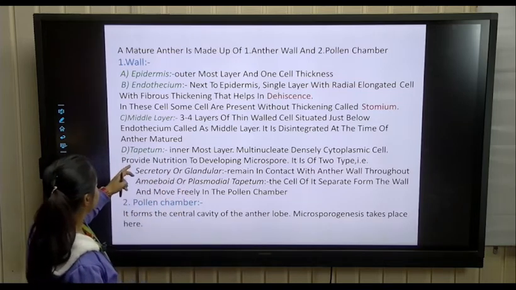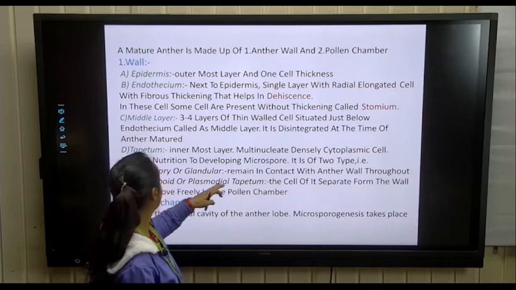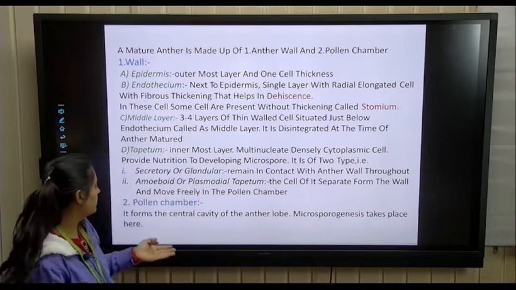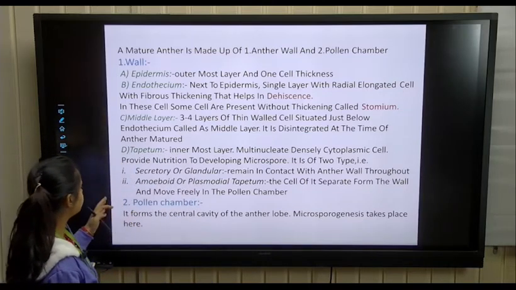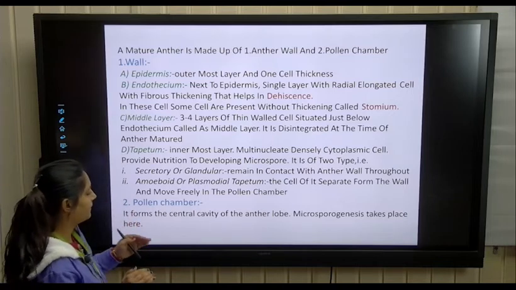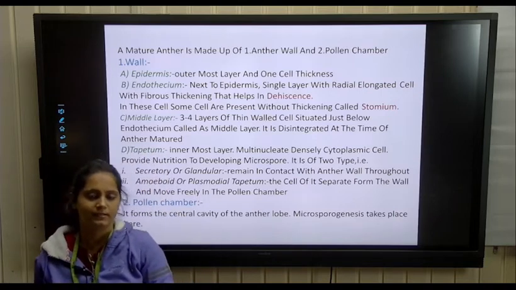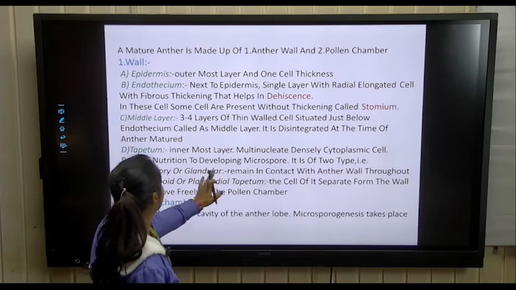And the last is the tapetum, that is the innermost layer, that is multinucleate, densely cytoplasmic, and it provides nourishment to the developing microspore. It is of 2 types, secretory or amoeboid. And the next thing is the pollen chamber. Pollen chamber is a cavity of the anther lobe where microsporogenesis takes place. Microspores develop from inside the pollen chamber.